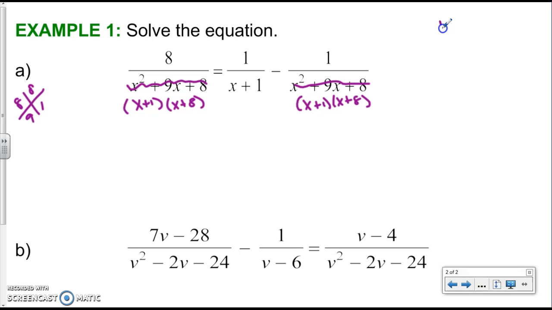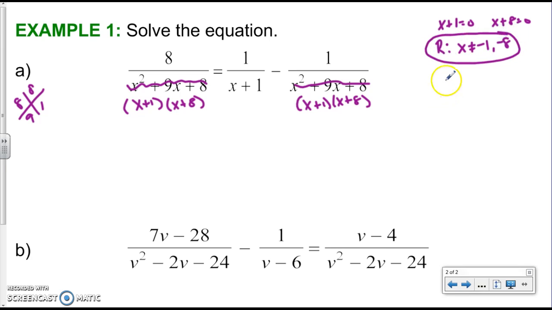Second step is to find your restrictions. So we're going to do x plus 1 equals 0, x plus 8 equals 0, and that should include everything we need. So we get negative 1 and negative 8 for our restrictions. And then for my LCM, I always start with the denominator of the first fraction and then make sure I have everything else I need. So I have x plus 1 and x plus 8 for my first fraction. The second fraction just has x plus 1, which is already there. And the third fraction is the same, so I don't have to worry about that.